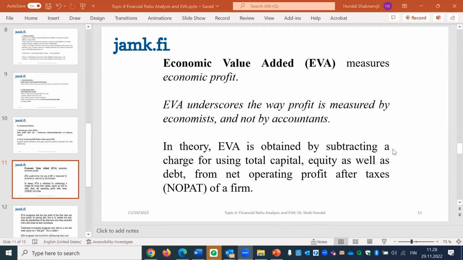Economic value added is a concept which shows the conflict between the economists and the accountants. A very big part of my life, I have been an economist.